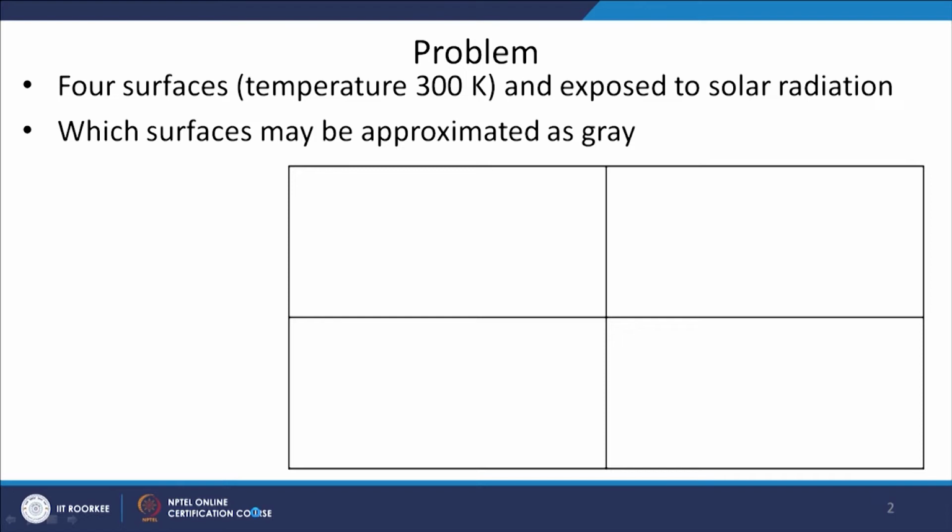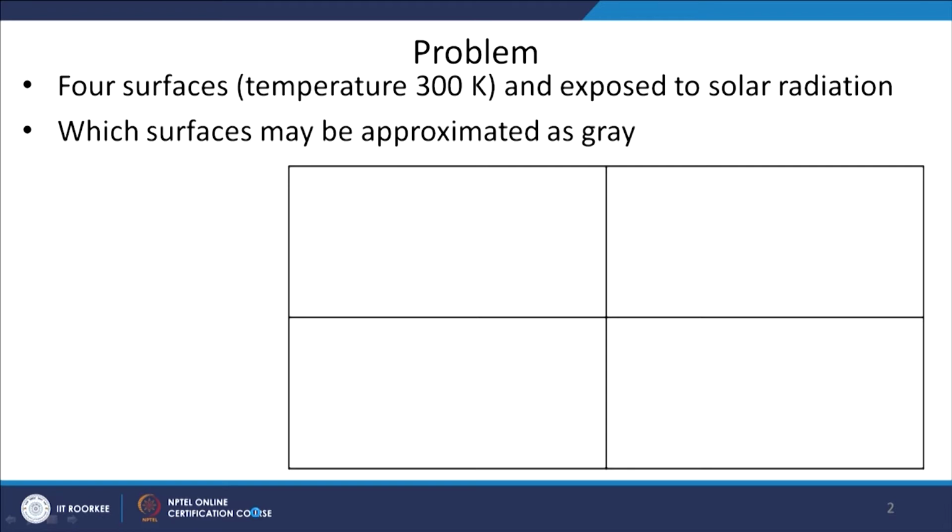Hello friends, in the previous lecture we learned about the radiative characteristics of plane surfaces. In this lecture we will do a couple of problems and I will introduce you to the radiative properties of materials. The first problem that we will discuss has 4 surfaces, all at 300 Kelvin, exposed to solar radiation.